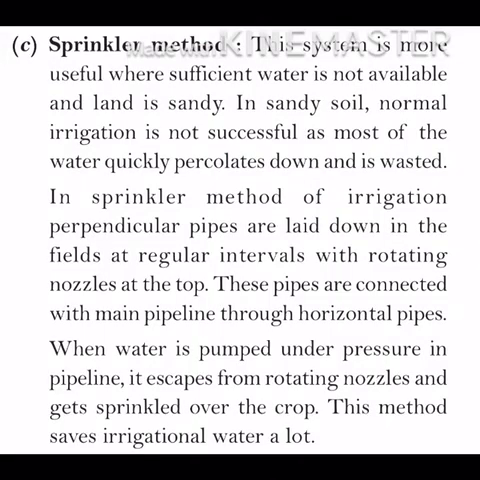Next is the sprinkler method. This method is more useful where sufficient water is not available and land is sandy. In sandy soil, normal irrigation is not successful as most of the water quickly percolates down and is wasted. Percolate means absorbed or moved down the soil. So this method is used to save water, in areas where water is not available, and also in sandy soil.